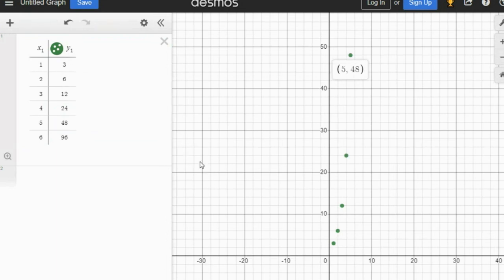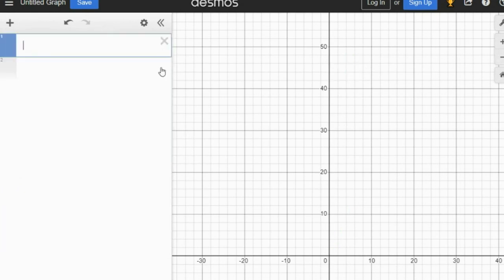But what if I'm graphing 15 terms of a sequence and I don't want to have to calculate all 15 and make a table? Can Desmos do that for me? Actually, it can. All right, let's look at just an arithmetic sequence.